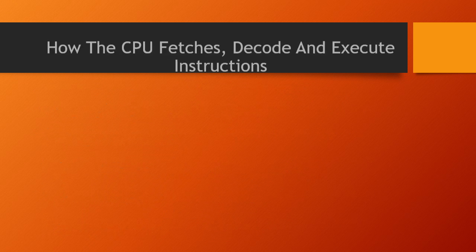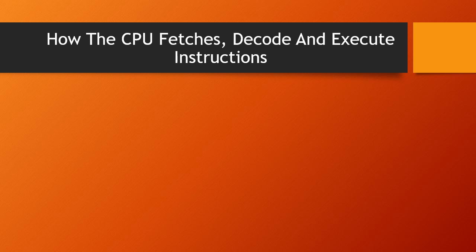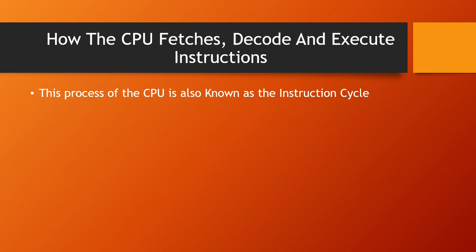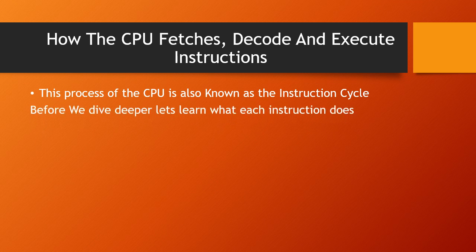Now, how does the CPU fetch, decode, and execute instructions? Well, this process of the CPU is also known as the instruction cycle. And as we are now on this point of the topic, I would just like to give simple definitions for each of the instruction cycles so that as we go further into today's discussion, we will find it easier to understand the much more complicated stuff ahead. So before we dive deeper, let's learn what each instruction does.